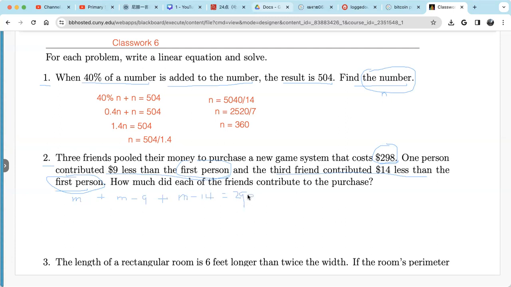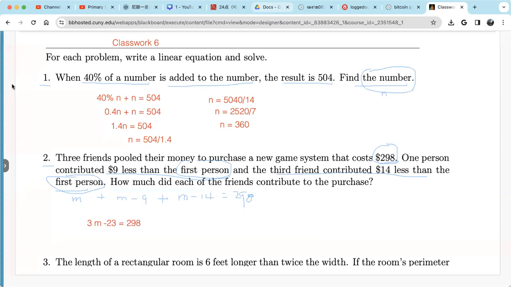$298. So I'm going to type. It's difficult to write with my fingers. Right. So we have M plus M plus M, so that's 3M. Then we have minus 9, minus 14, that's minus 23, equals 298.